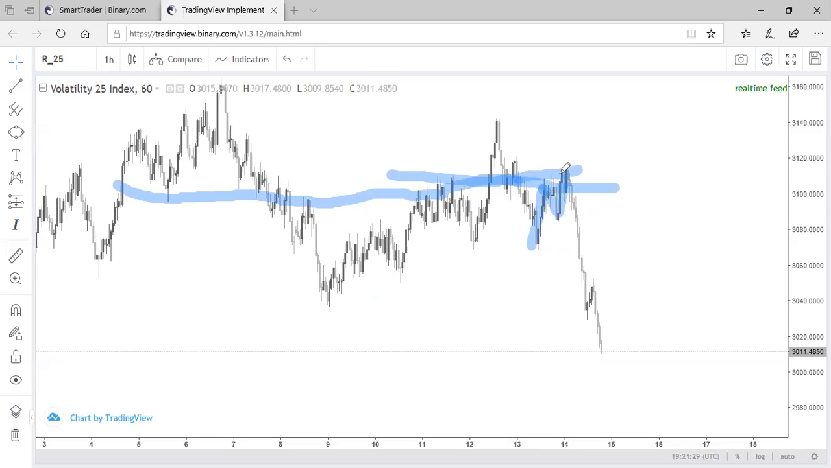A resistance. So this area can be our interest zone for selling opportunity. Then we sell. Now you see how the price is coming to the downside. Can you see? Yeah, that's how we go about making the analysis.